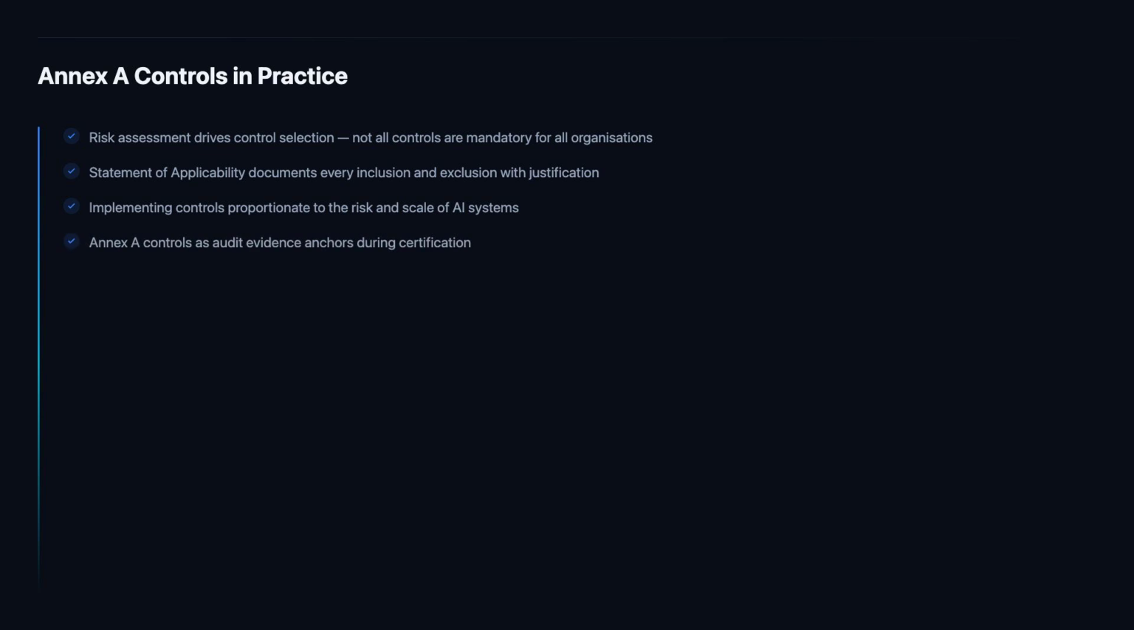During certification, each Annex A control that has been included in the Statement of Applicability becomes an audit focus area. Auditors will request objective evidence that the control has been implemented and is operating effectively: policy documents, assessment records, training logs, monitoring reports, and corrective action records. Organizations that treat control implementation as a genuine governance activity, maintaining consistent and current evidence, will find certification audits manageable. Those that implement controls as a paper exercise will struggle to produce the authentic operational evidence that experienced auditors require.